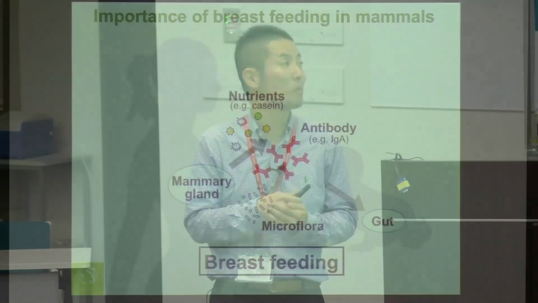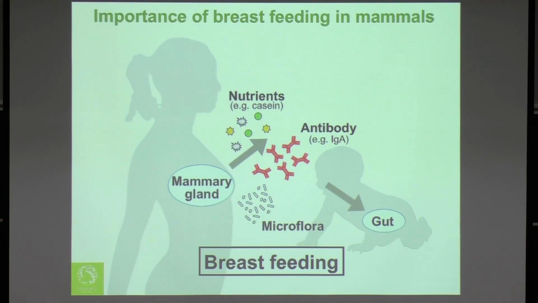So we hypothesized that the mammary gland should have microflora, and this microflora is very important not only for protection of the mammary gland, but also for delivering the mammary microflora from mom to the babies. That facilitates the development of microflora structures in the gastrointestinal tract of the infant.